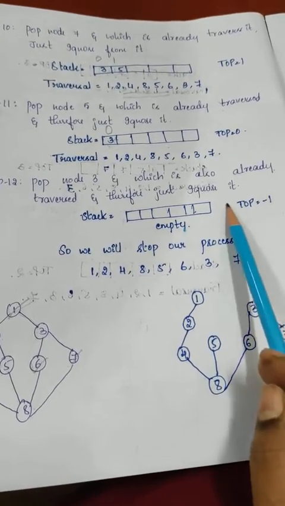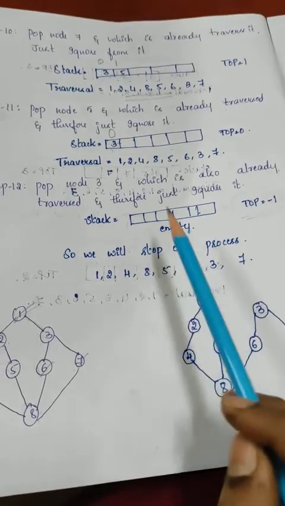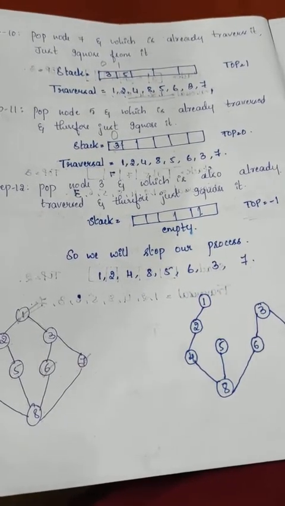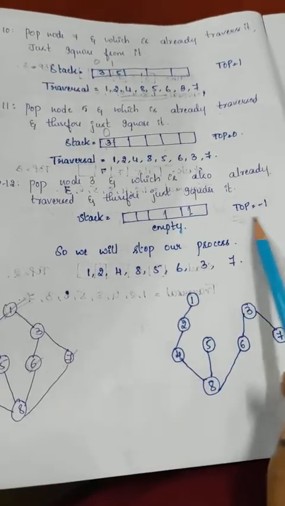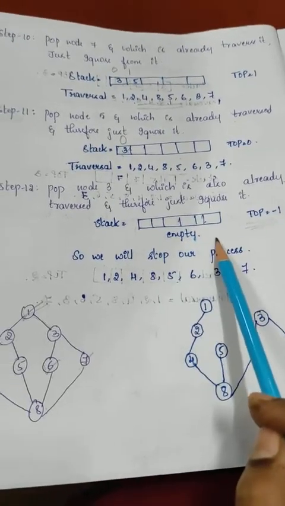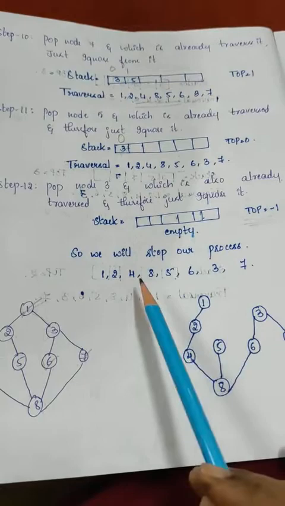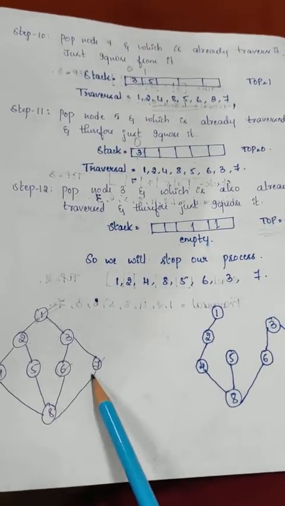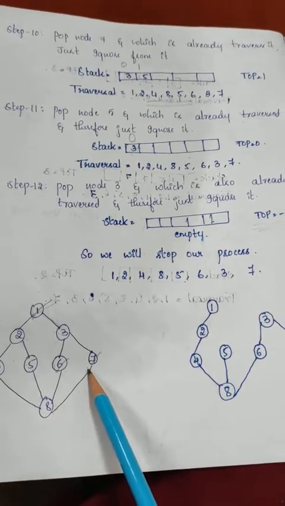Until the stack becomes empty, we pop the top element and check whether it has been visited. And now top is equal to -1 and the stack has become empty. So the traversal is 1, 2, 4, 8, 5, 6, 3, 7. This is the graph originally given in the example program.